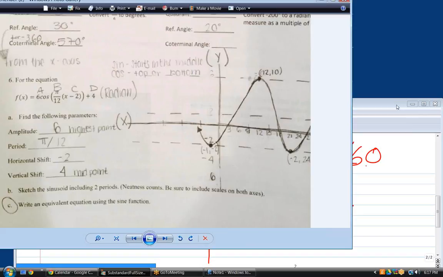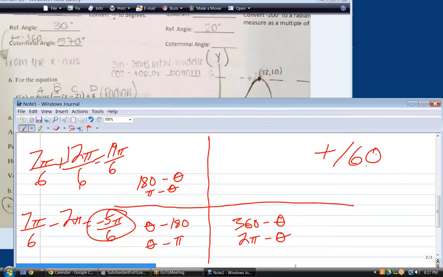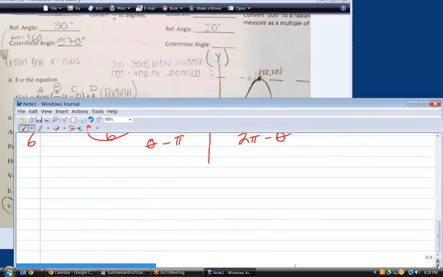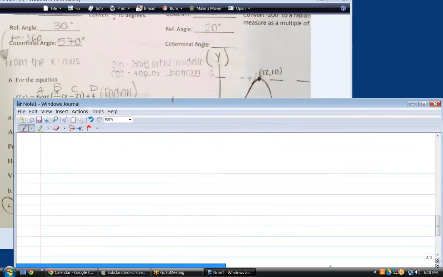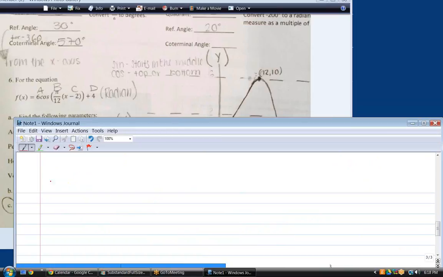And then number 6, I just want to go over it quickly, and then I was confused on C at the very bottom. Okay. Well, the amplitude is 6. The period is what, based on the formula? The period would be 4.